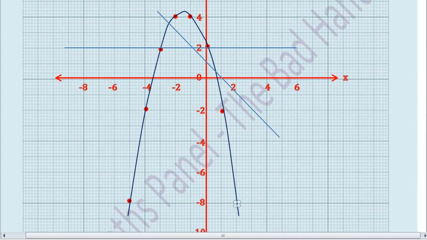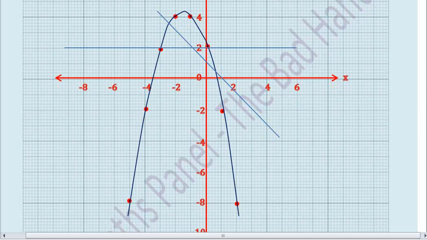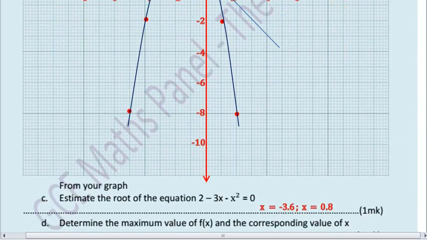Then we now use a smooth curve to link all of these points. Do not use the straight edge of your ruler. Use a smooth curve. You can freehand. You can equally use a broomstick, and this will be the curve of the function y equals f of x. As you can see, the scale is 1 to 1 as the question required. The next thing from your graph, estimate the root of the equation 2 minus 3x minus x squared equals 0.